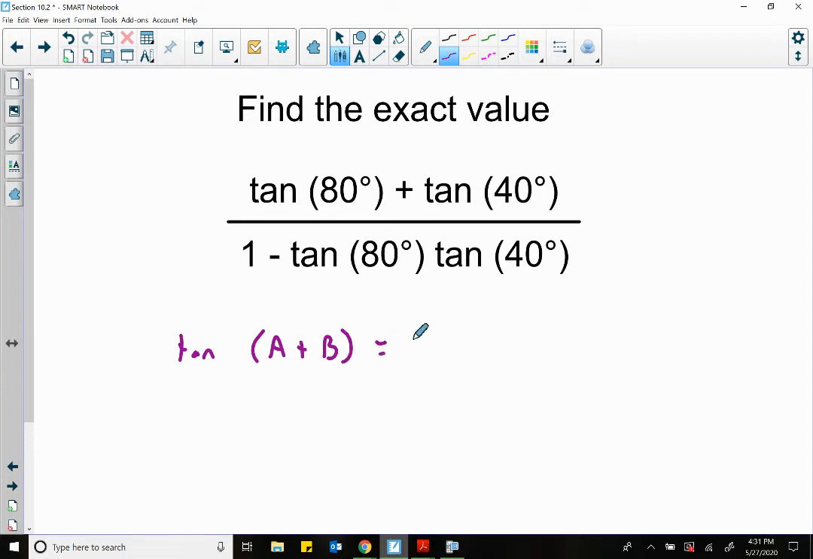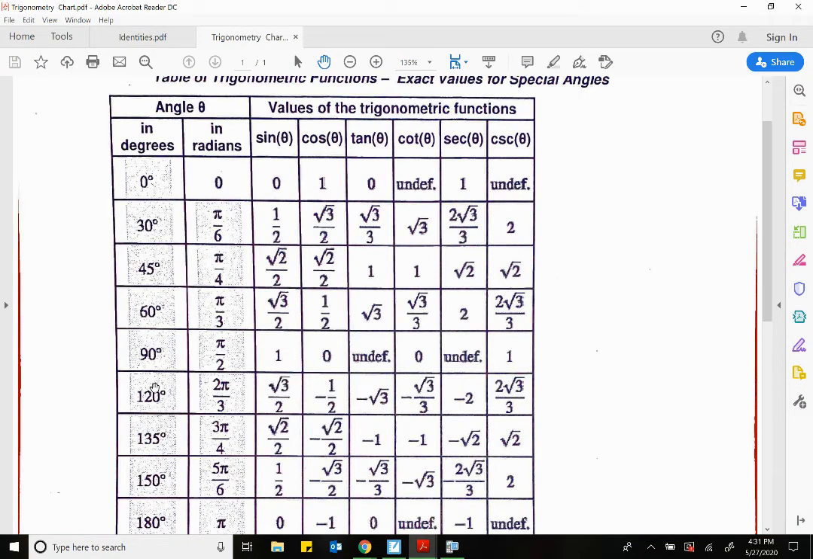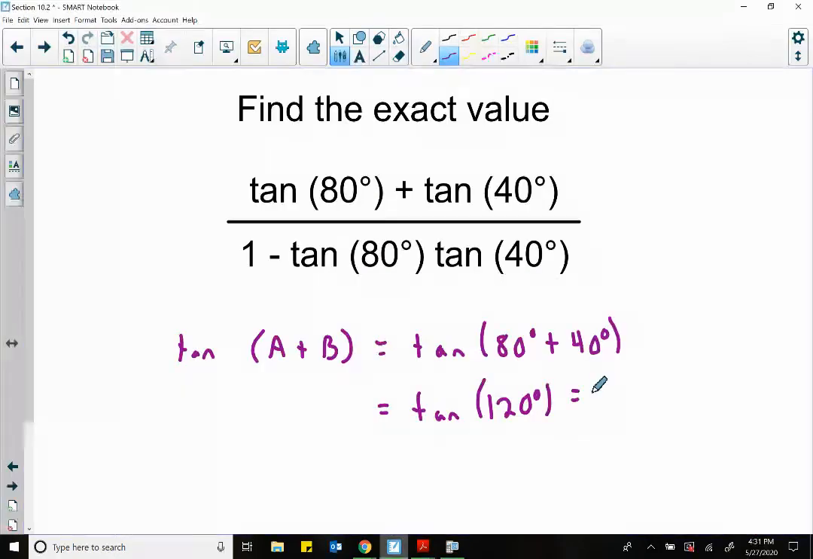If I work this backwards, tangent 80 degrees plus 40 degrees gives us tangent 120 degrees. We do know tangent 120 degrees. Go to your chart. Here's tangent, here's 120. It's negative square root of 3. Boom. Done.